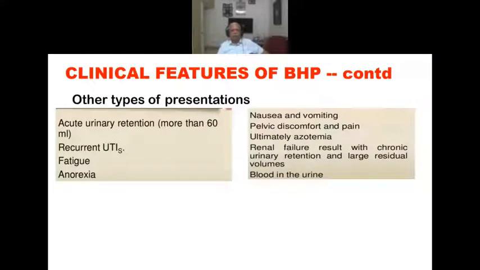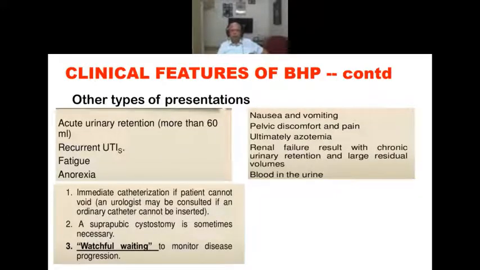The presentation of BPH may include nausea, vomiting, pelvic discomfort, pain, azotemia, renal failure, and blood in the urine. Especially hematuria, first time occurring, you always test for prostate. And in the treatment, sometimes there may be acute retention, immediate catheterization may be required, or a suprapubic cystostomy also may be needed if you are not able to pass a catheter.